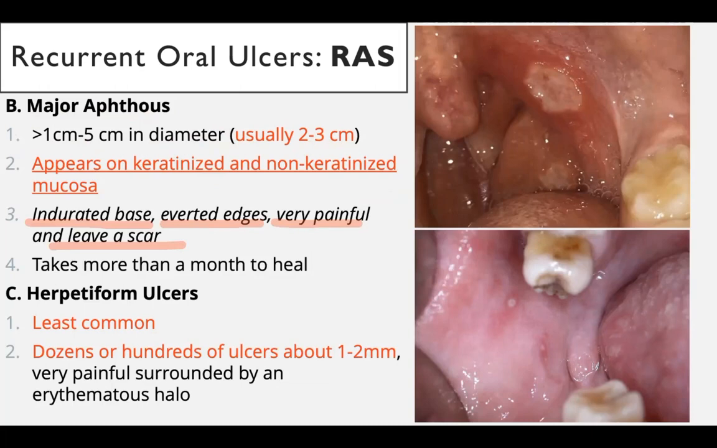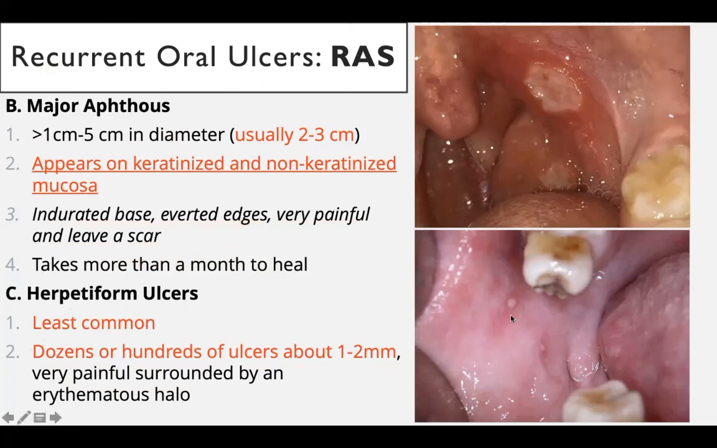Takes more than a month to heal, unlike minor aphthous ulcers, which take 7 to 14 days. These take up to a month to heal. We are talking about major aphthous ulcer. Perfect. Okay, the last one is herpetiform ulcers, which are the least common.